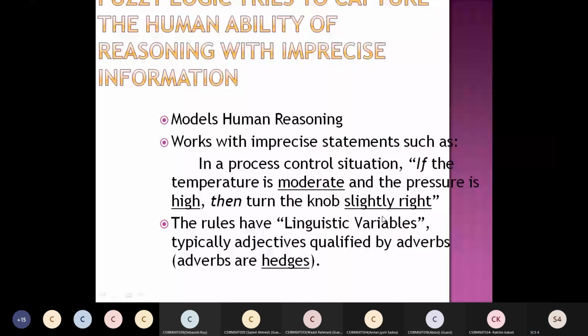So in short, I can say that this fuzzy logic models human reasoning, works with imprecise statements such as in process control situation. If the temperature is moderate, the pressure is high, then turn the knob slightly right. Okay? Here you can see temperature is moderate and pressure is high. This moderate, when it is about the initial Boolean, is not possible. But now with the help of fuzzy logic it is possible. Even in your own home, if you have washing machines or refrigerator, in the washing machine itself, you will see that the fuzzy logic is being implemented there.